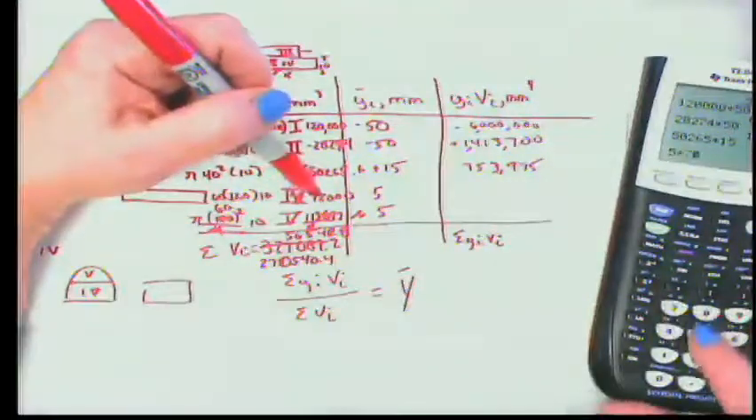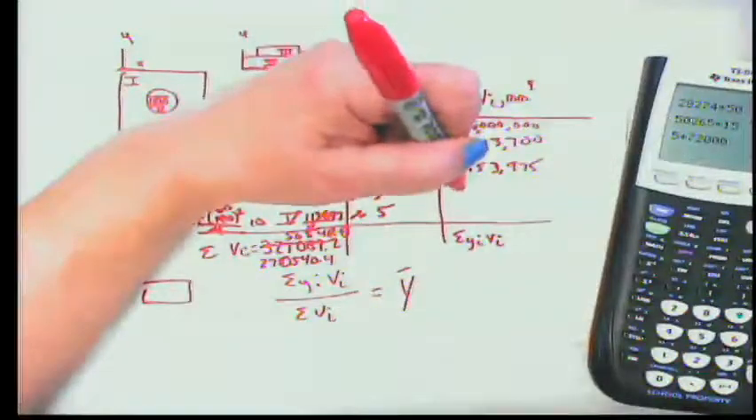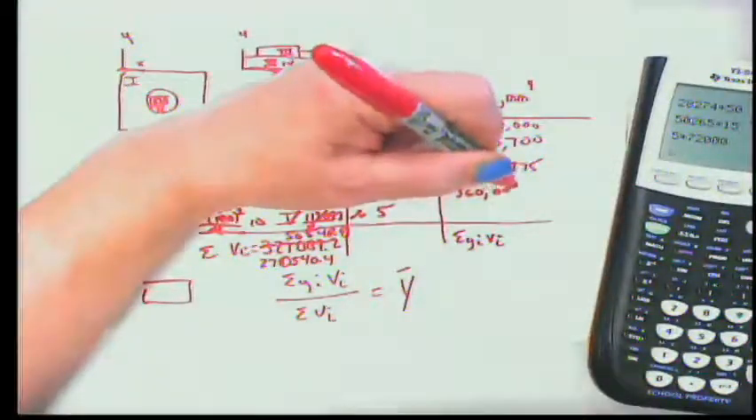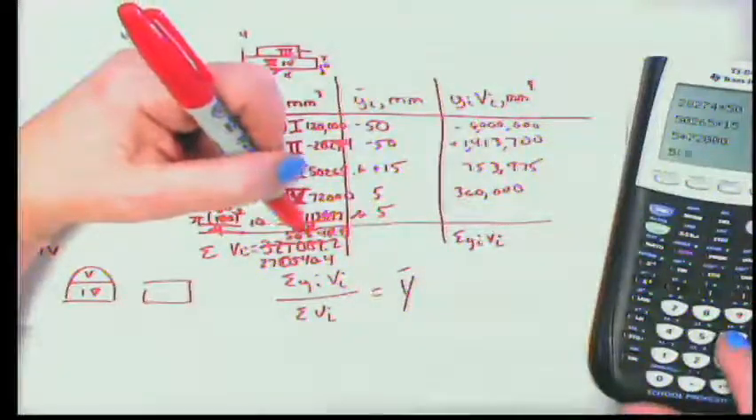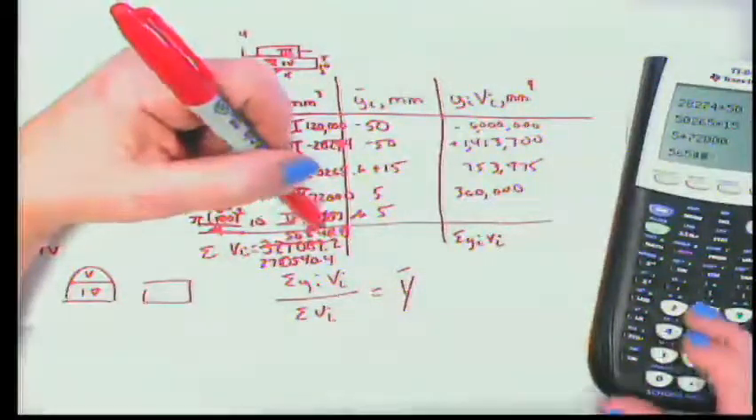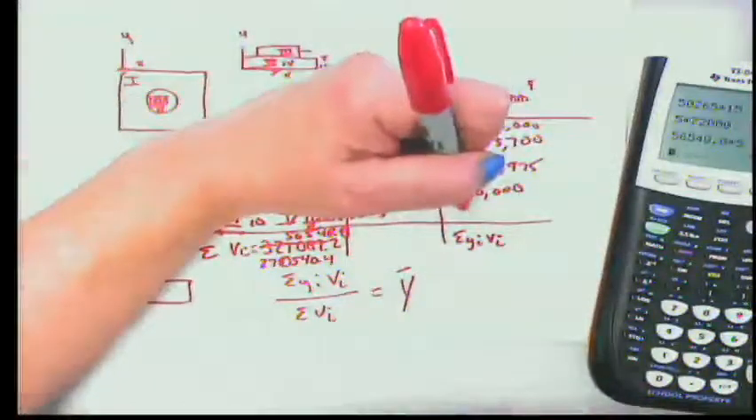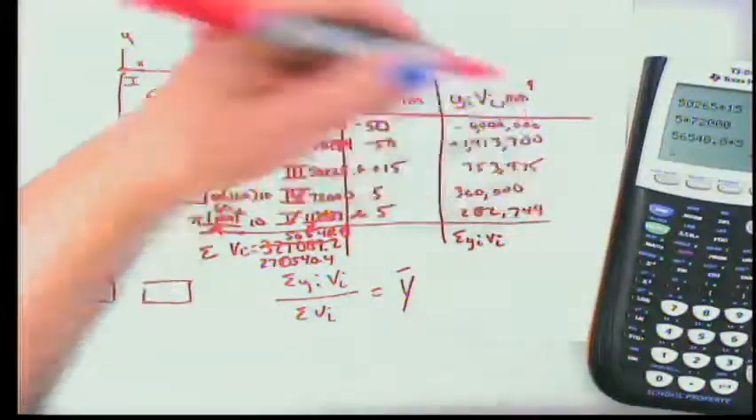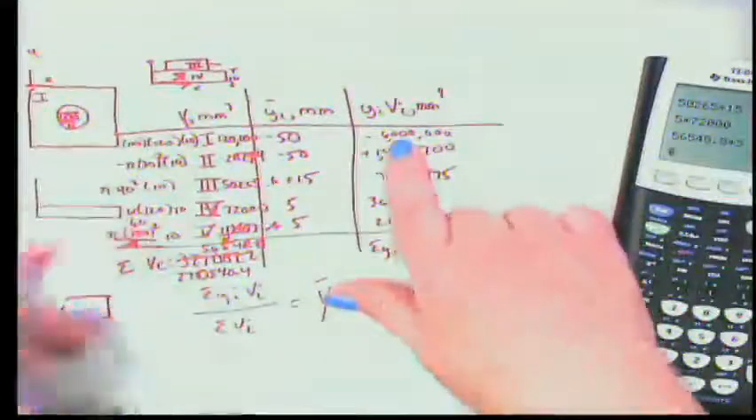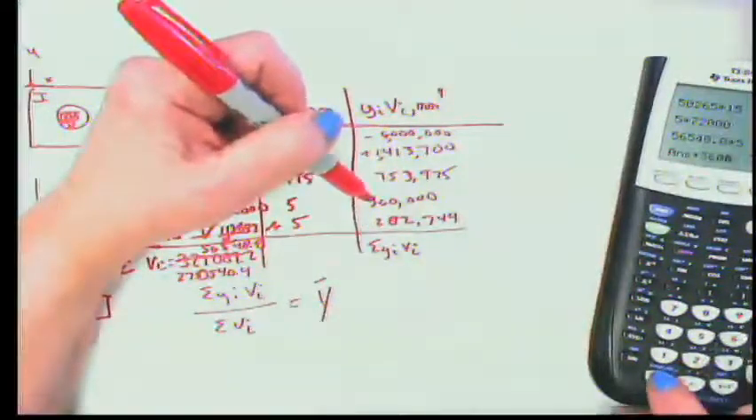5 times 72,000 equals 360,000. And last but not least, 56,548.8 times 5 gives me a value of 282,744. So I only have one negative number in this column, and I add those together, including that negative number.